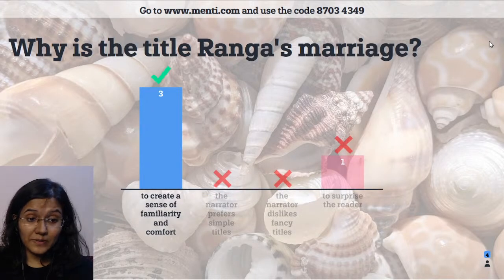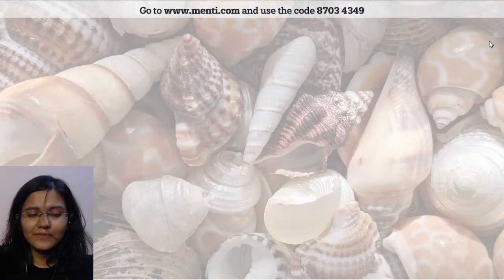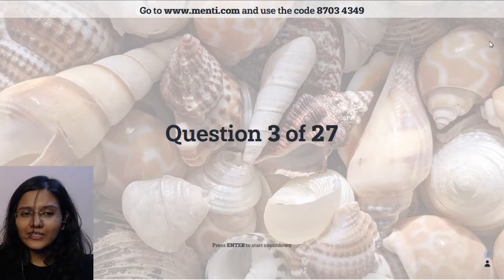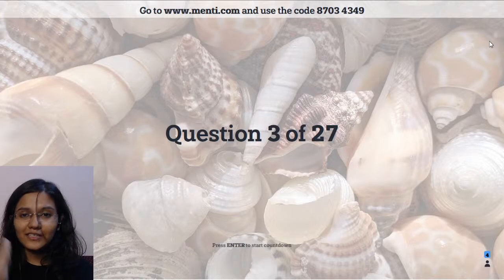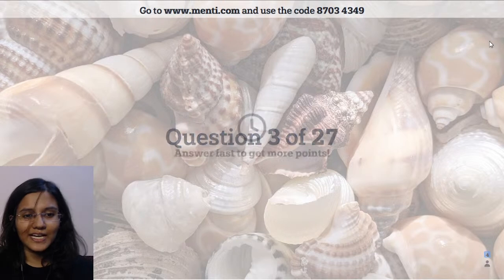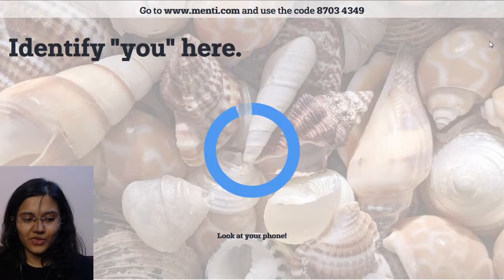Alright, 3 people chose the right answer and 1 person chose the wrong one. The right answer here is that the narrator is basically trying to create some sort of familiarity with the reader. There's a sort of intimacy that's being set up between the narrator and the reader, and there's a reason for that, and we have another question about that, so I won't give away what the reason is yet.